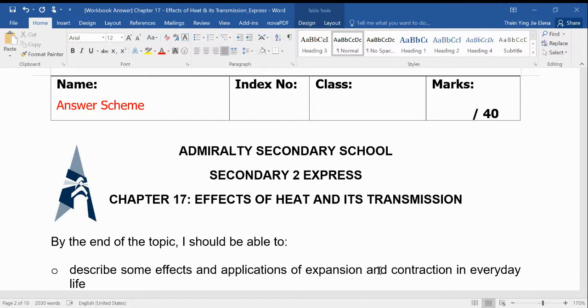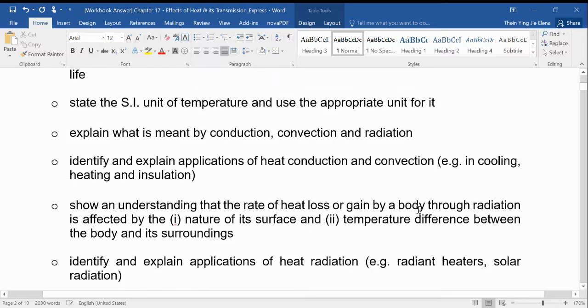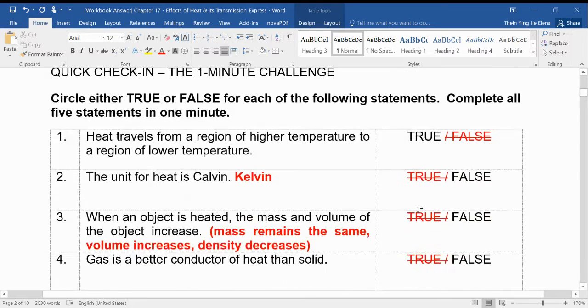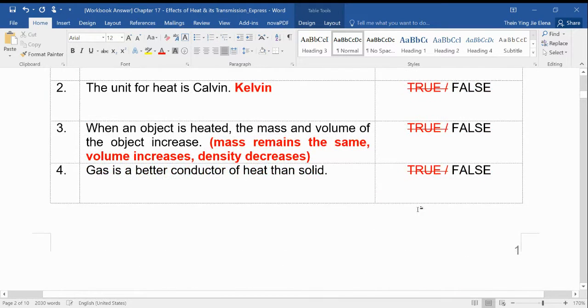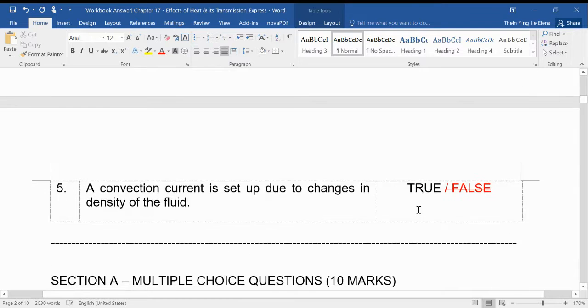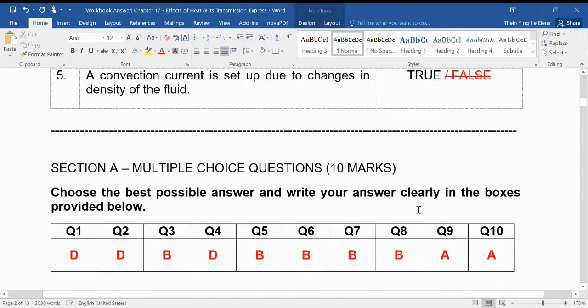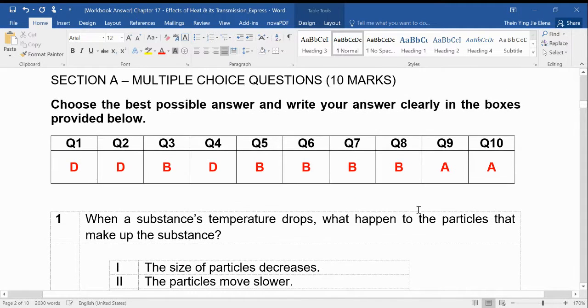Good morning. I'll be going through the answers for your effects of heat and its transmission. Okay, so we've already gone through all the true and false. Please check your answers for question 1, 2, and 3. We've already gone through the last few, and I'll be explaining a little bit for question 1, 2, and 3.